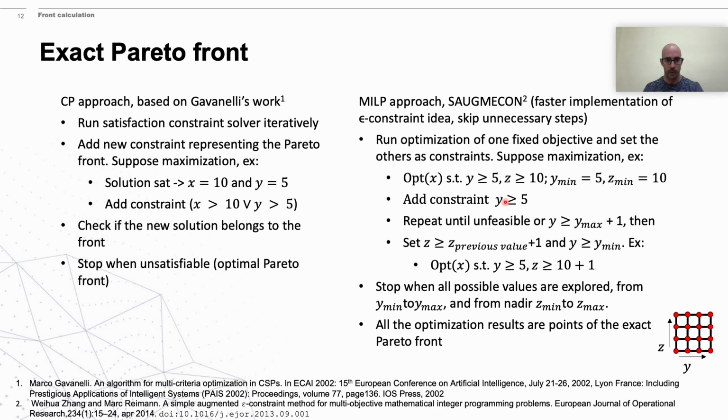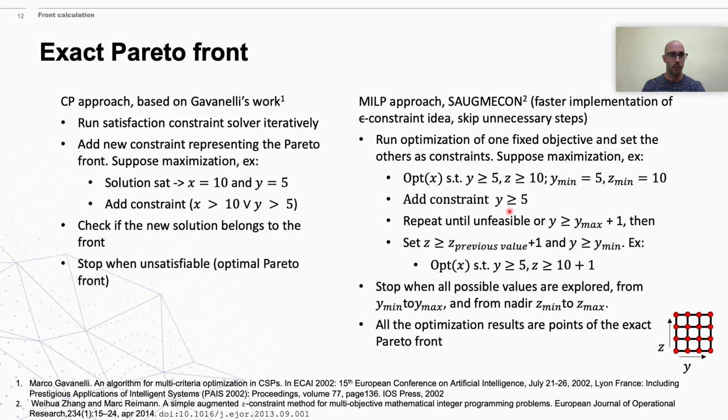In the first iteration, we add the following constraint, y greater or equal than 5. We optimize. Then when we get the solution, we add the following constraint, y greater or equal than 6. We repeat this until the model becomes infeasible, or we have to apply the constraint y greater or equal than y max plus 1.